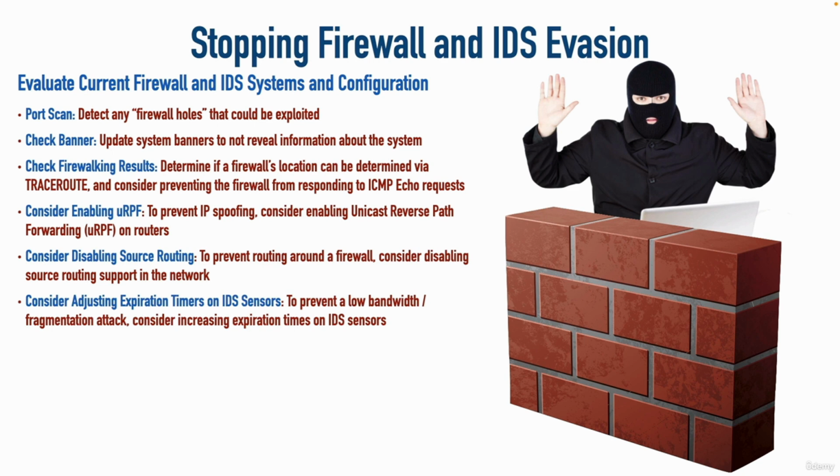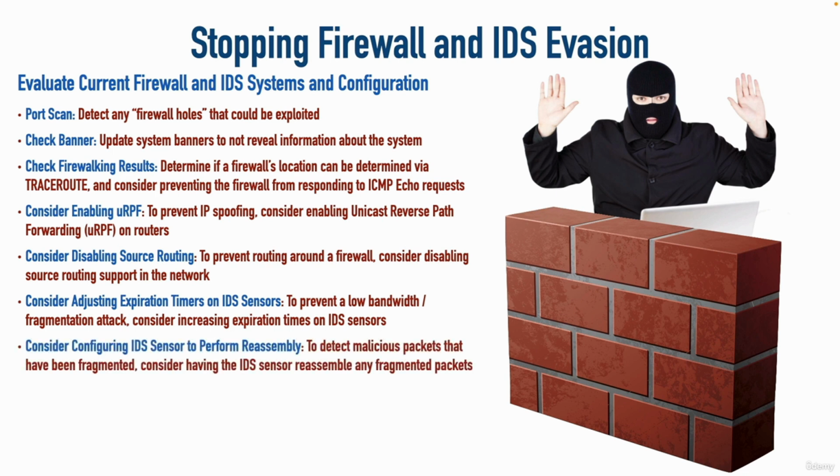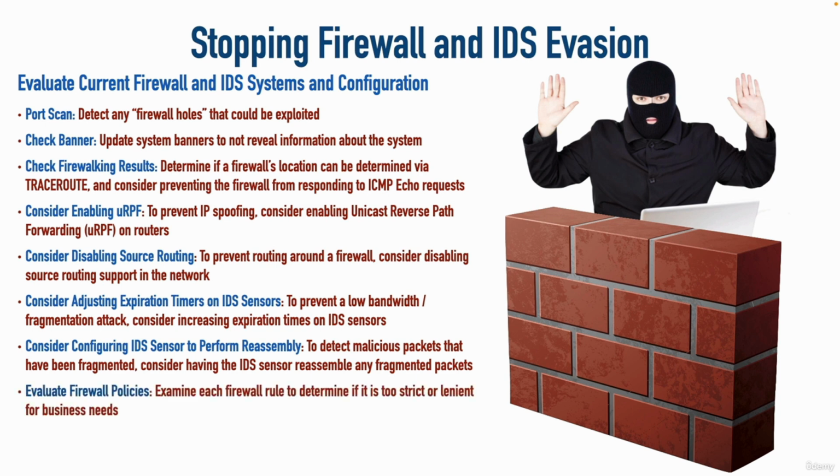We talked about the low bandwidth attack, where we send fragments spaced so far apart that the IDS sensor does not reassemble them. Well, we might want to adjust the timers on our IDS sensors so that they can see those fragments, even if they're spaced far apart, and realize they're part of the same packet. And we might want to tell the IDS sensor to do reassembly of fragments so we can recognize those malicious packets. And it's a good idea to periodically review the firewall policies we have set up.